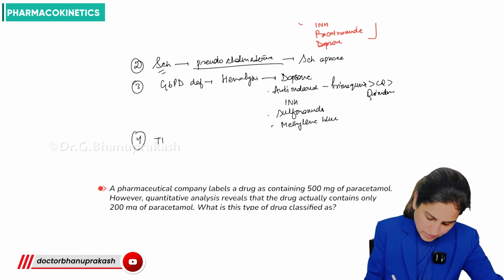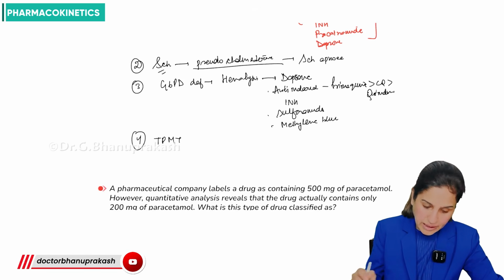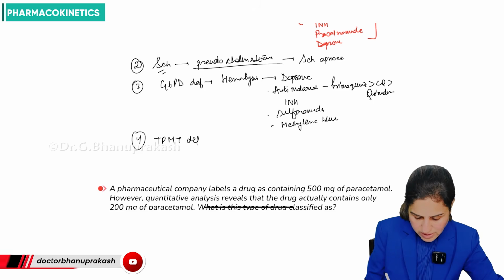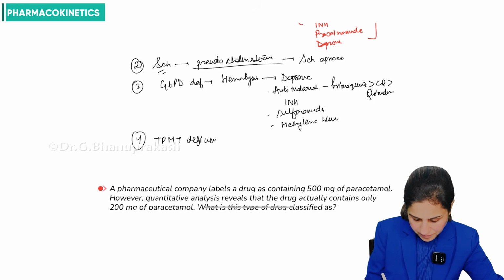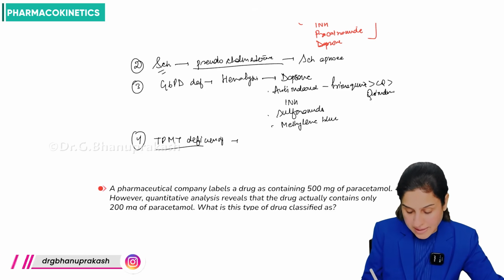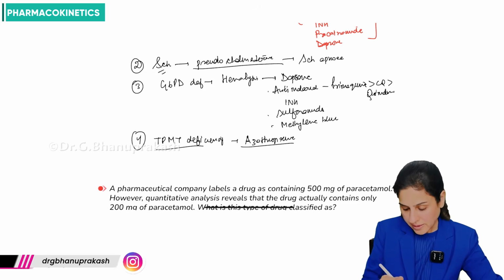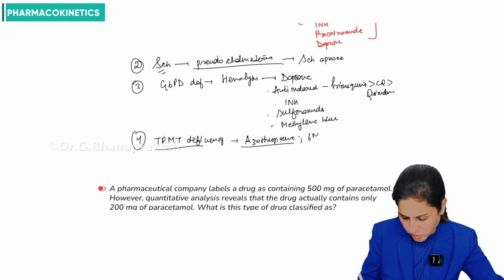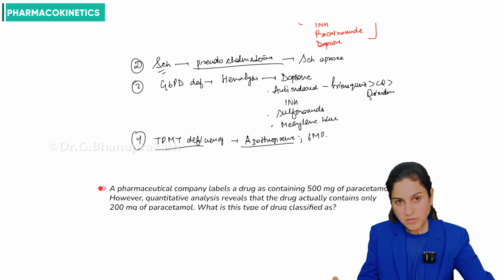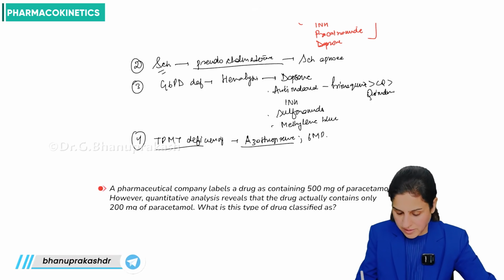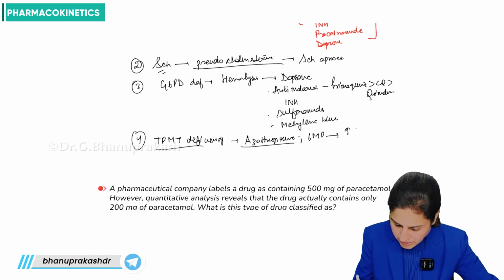Then the enzyme TPMT. In people where there is deficiency of this TPMT enzyme, what will happen? Drugs like azathioprine or 6-mercaptopurine require TPMT for metabolism. So they will not be metabolized. So this will lead to an increase in the bone marrow toxicity with these drugs.